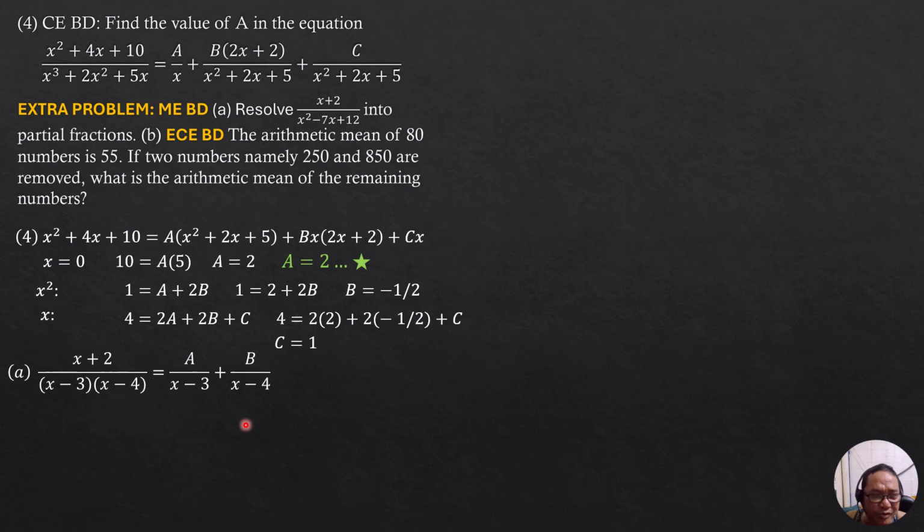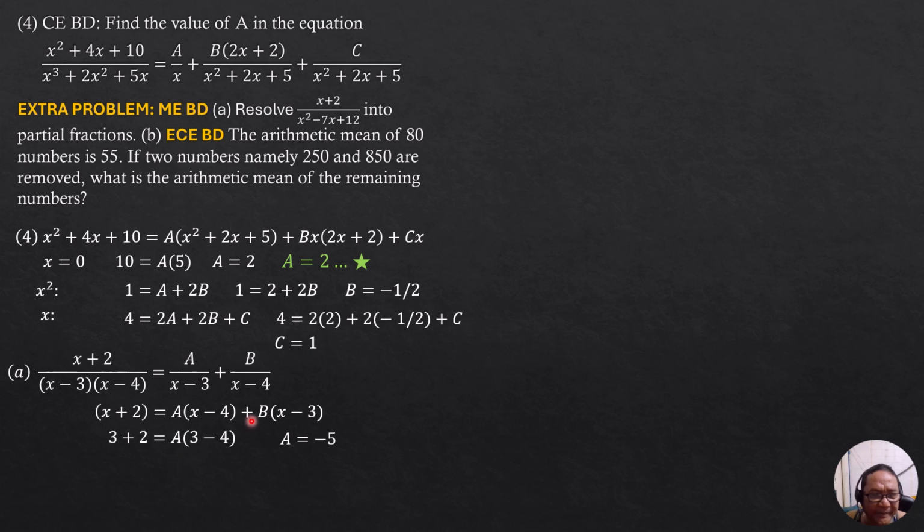So to solve for a and b, we multiply everything by the LCD, which is (x minus 3)(x minus 4). So that would be x plus 2 equals a times (x minus 4) plus b times (x minus 3). To solve for a, we set x equals 3 so that b won't be involved. So 3 plus 2 equals a times (3 minus 4). So that means a is negative 5.